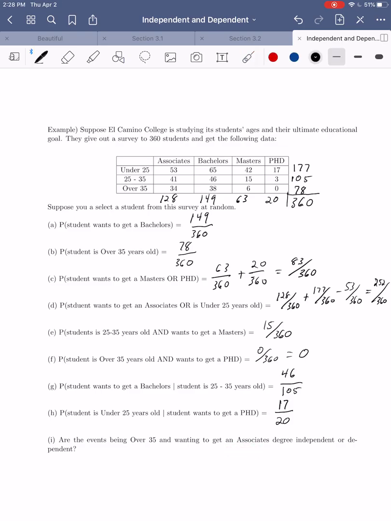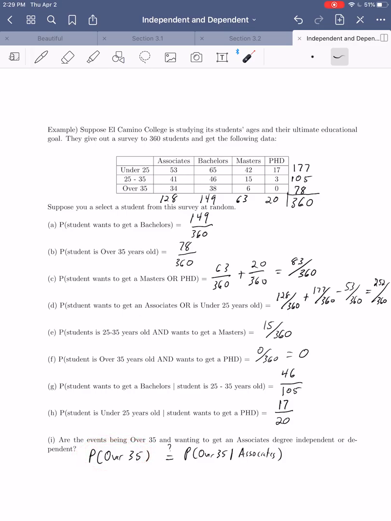So what we need to do is a comparison. Let's see if the probability of being over 35 is equal to the probability of being over 35, given they want an associate's degree. In other words, we're going to check: is the probability the same of being over 35 if they're just chosen at random from the study, or if we know that they want to get an associate's? So let's check this left-hand side.